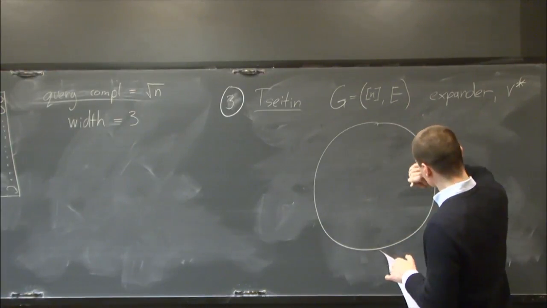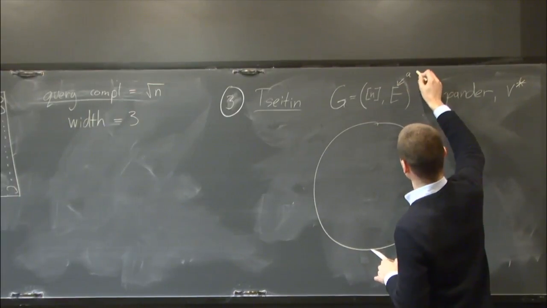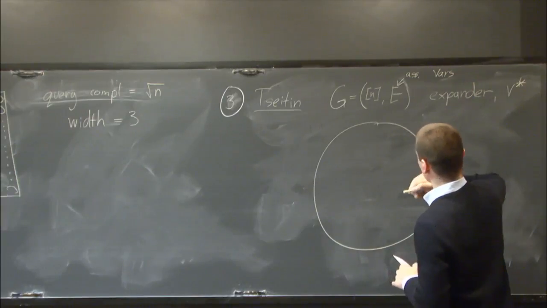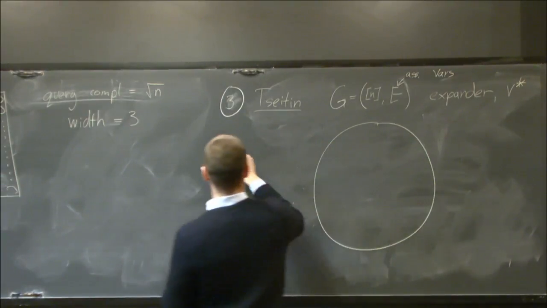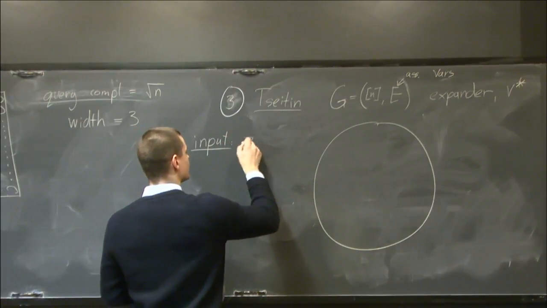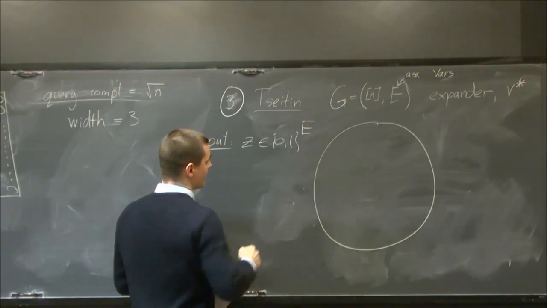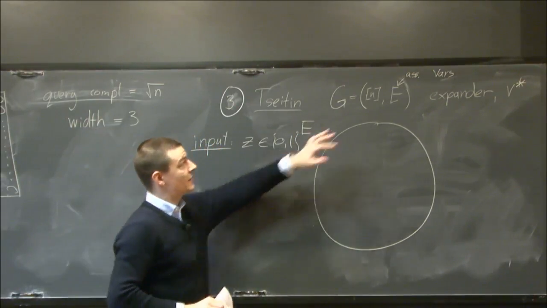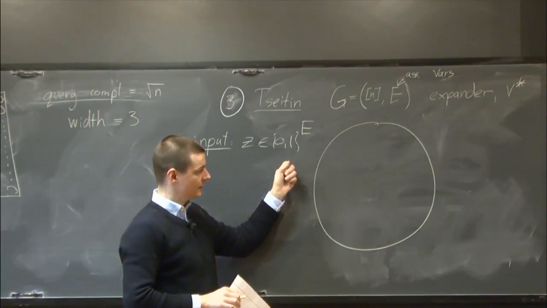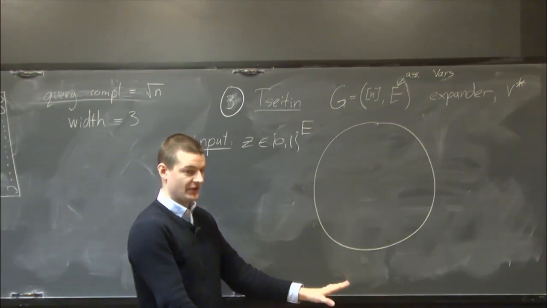So the edges are associated with variables. So this input Z, you can think of the input as specifying a subgraph of G. Just take the edges that are set to 1. So I have my host expander graph, and the input describes a subgraph of it.